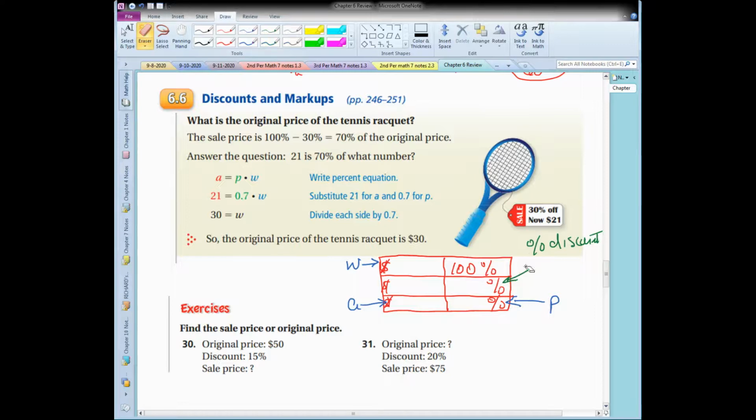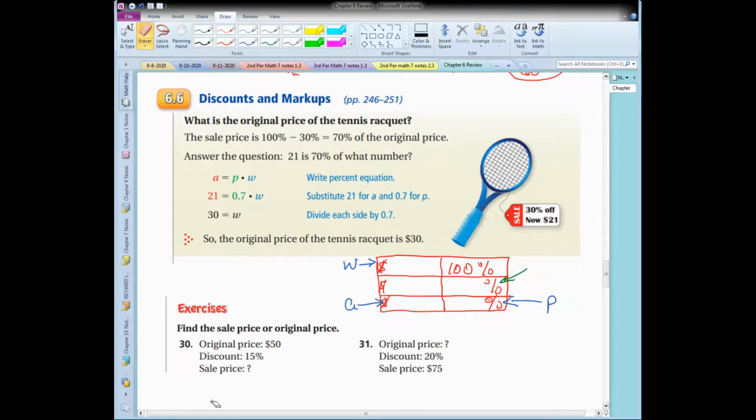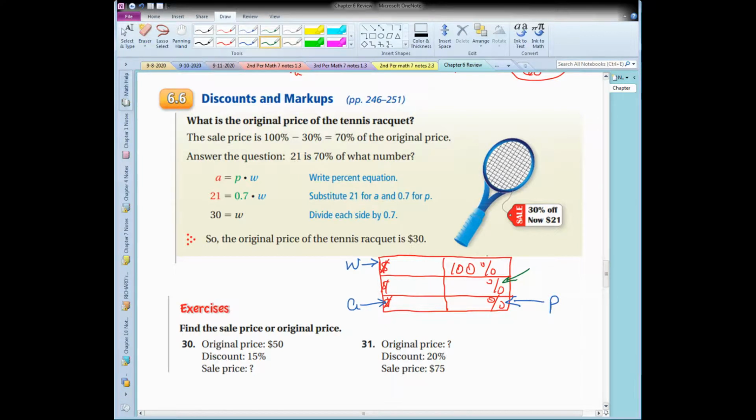Whoops, that's not going to fit there. Let me do that again. All right, so that's going to be my percent of discount. If I'm talking about a discount problem, and remember that is going to be subtraction, I would put a subtraction sign down here, or it would be my percent of markup. So this would be percent of markup. That would also go here. And remember, that would be addition. So I would put an addition sign here.